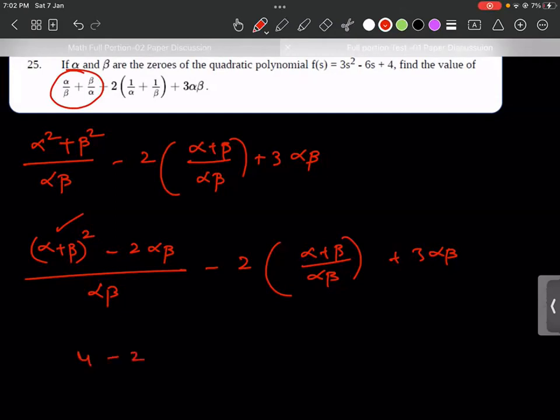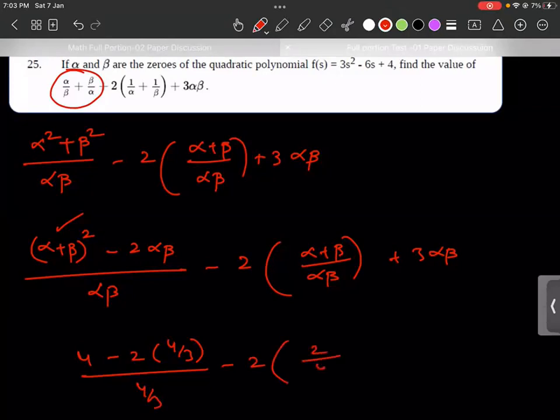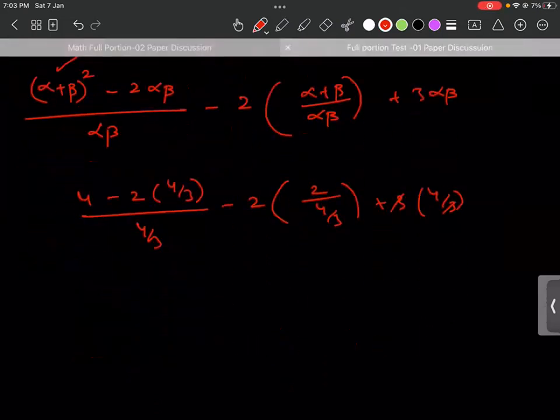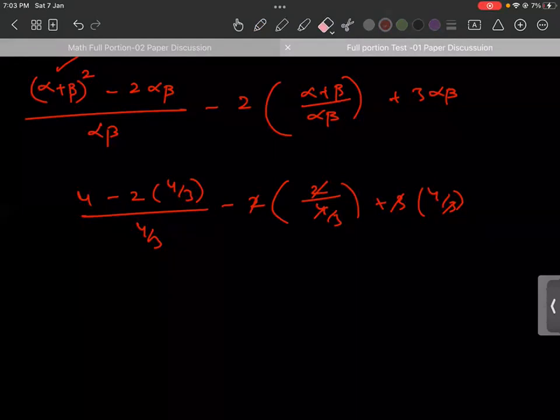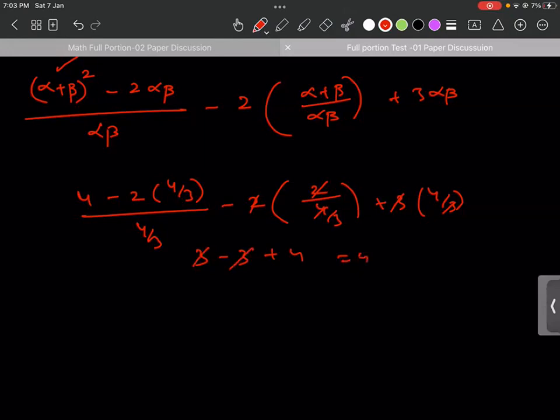So 4 minus 2 into alpha beta is 4 by 3, divided by alpha beta is 4 by 3, minus 2 into alpha plus beta is 2, divided by alpha beta is 4 by 3, plus 3 into alpha beta is 4 by 3. Cancel these two. So 2 into 2 and 4 will get cancelled. So 12 minus 8 is 4, divided by 4 by 3. So this should give you a 3. So 3 minus 3 plus 4. Cancel it. Answer will be 4.